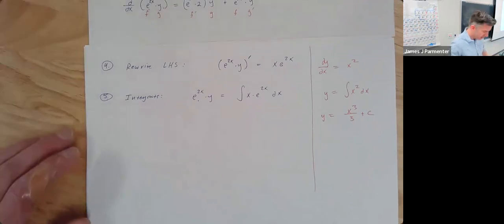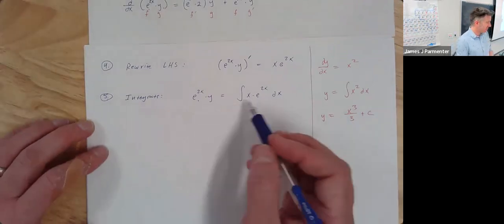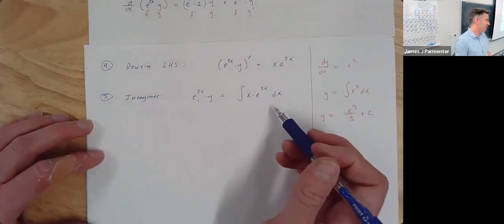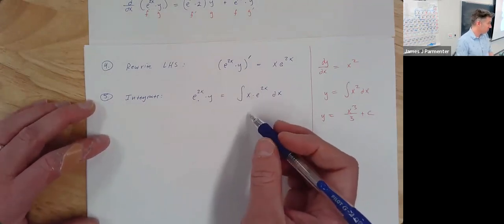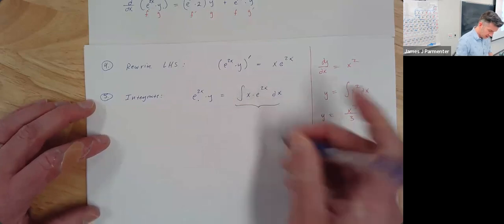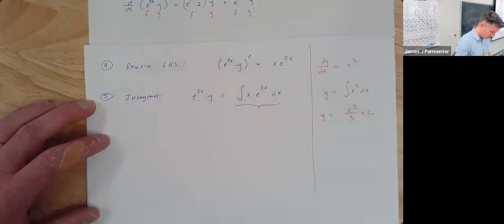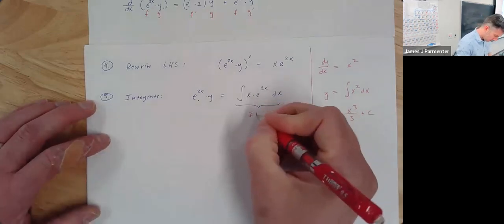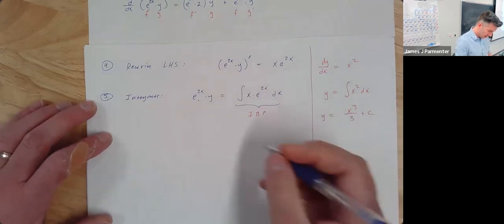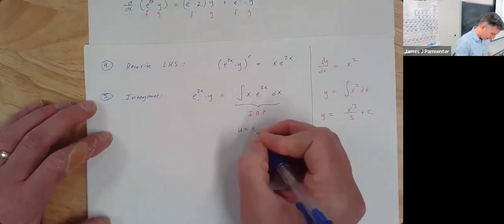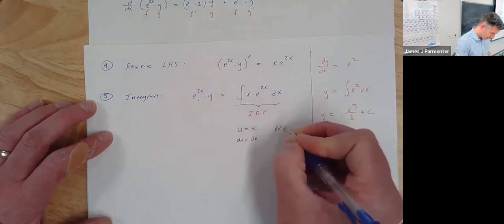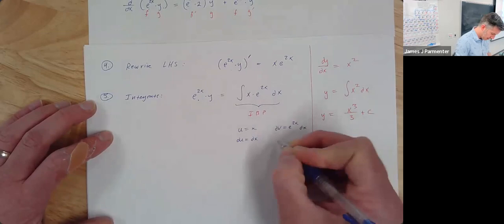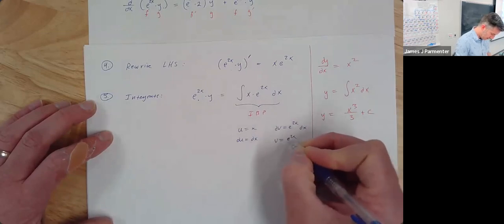Except now for the hard part, we actually have to integrate this right-hand side. And sometimes that's fairly straightforward. In this case, it's a little more work. We have to do integration by parts. This is definitely an integration by parts sort of integral. So we're going to get, let's see, u is equal to x, du is equal to dx, dv is e to the 2x dx, and v is e to the 2x divided by 2.